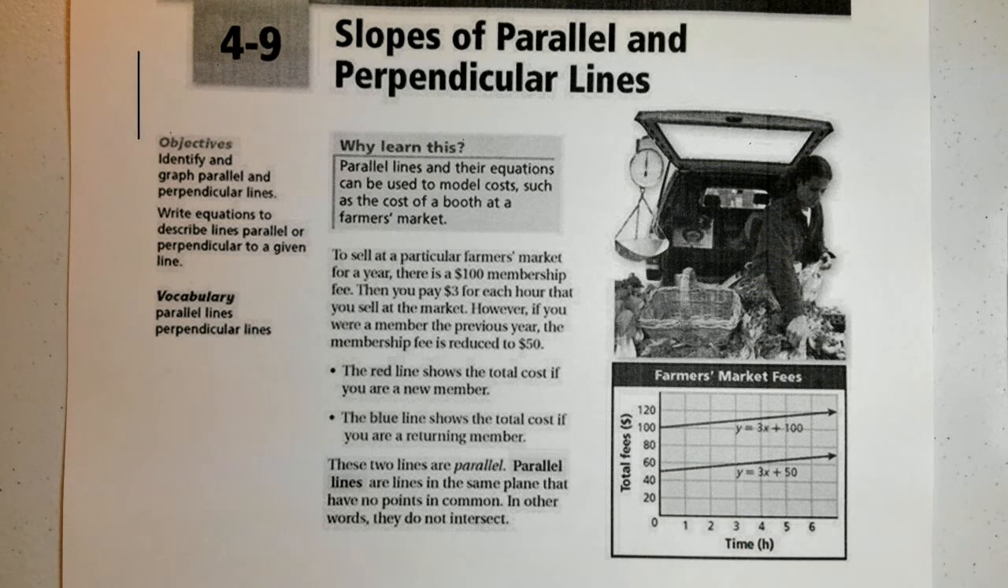They're parallel because they're never going to intersect. They have the same slope. So parallel lines are lines in the same plane that have no points in common. In other words, they do not intersect. So these two lines are never going to share the same point. They're never going to cross. And that's why they're parallel. And in order to identify parallel lines when we're looking at equations, they'll have the same slope.